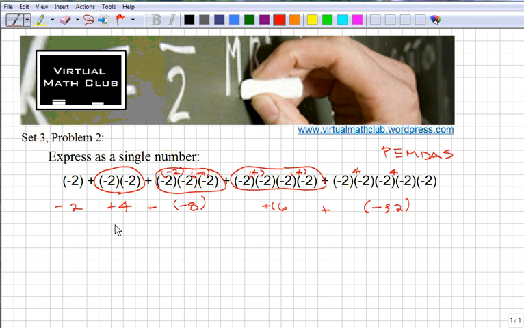I would probably just take them in pairs. Negative 2 plus 4 gives you a positive 2. Negative 8 plus 16, if I add those up, I'd get a positive 8. And then we have this negative 32. We'll just drop that down because we don't have anything else to add to it. So 2 plus 8 is 10, and if we add a positive 10 to negative 32, we'll get a negative 22. And that is the answer.